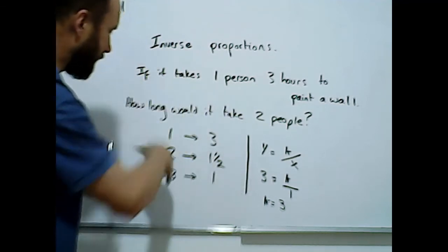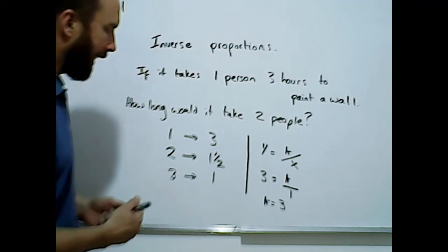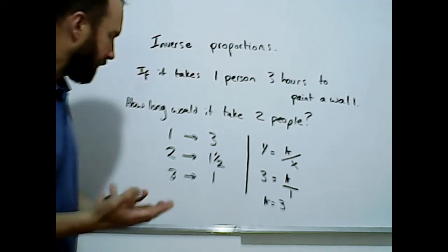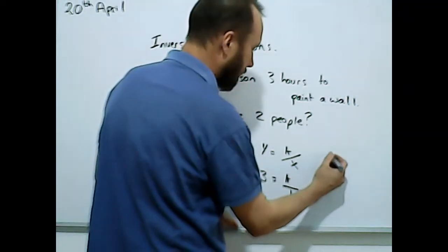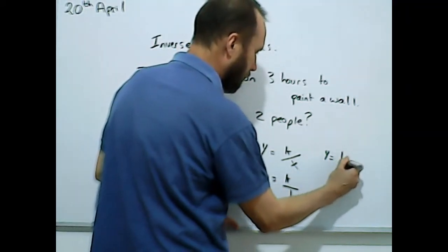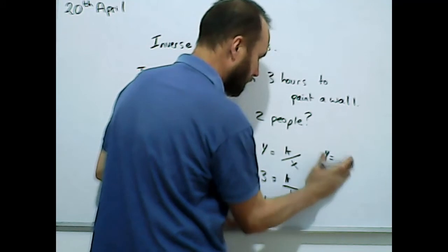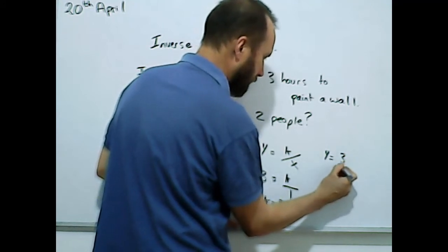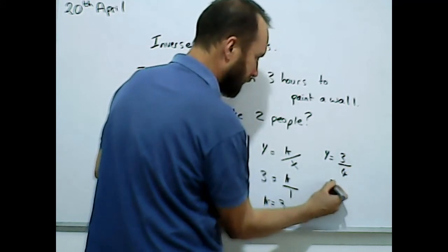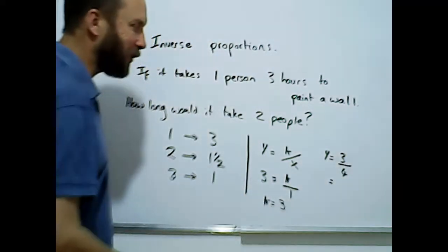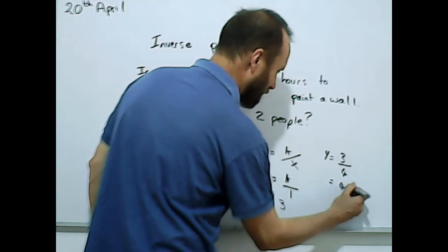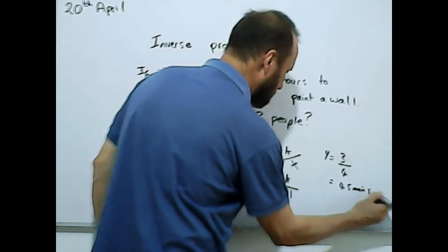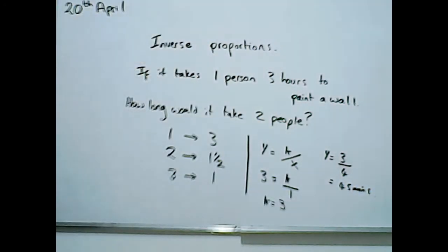So, for example, we could say how long would it take 4 people to paint the wall? We can say y equals 3 divided by 4. So the answer is 3/4 of an hour, which is 45 minutes. So that's how we use inverse proportions.